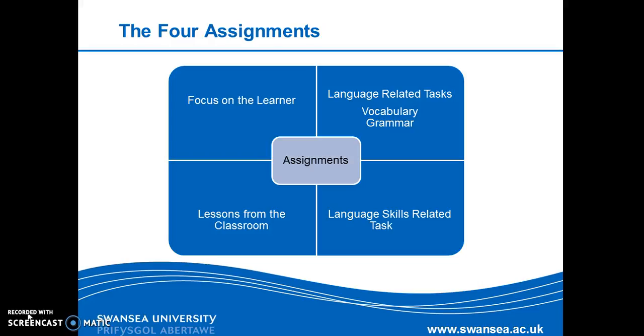As you can see from this slide, there are in fact 4 assignments on the CELTA course. Assignment 1, focus on the learner. Assignment 2, divided into 2 parts, the language-related tasks assignment, which firstly looks at vocabulary and then in its second part, grammar. Assignment 3, the language skills-related task, and then finally assignment 4, lessons from the classroom, which again is divided into 2 sections and set at different stages of the course. Let's now move on and look at each of the assignments and find out what they are about.